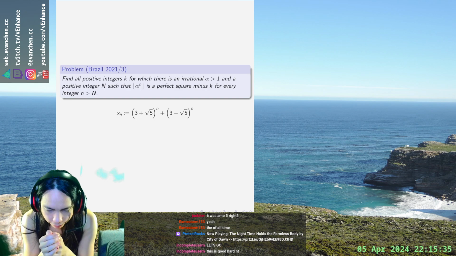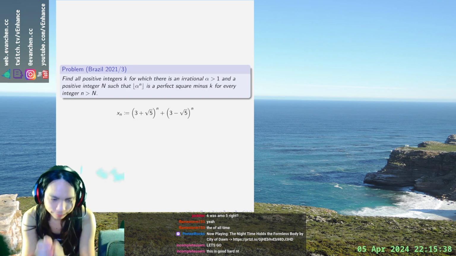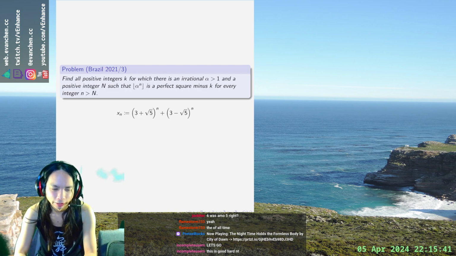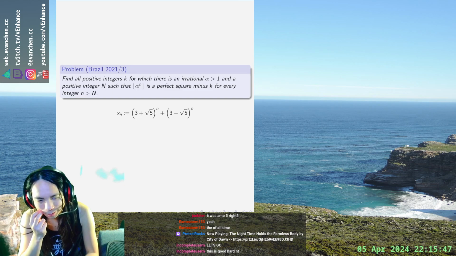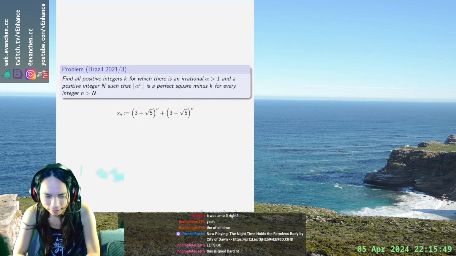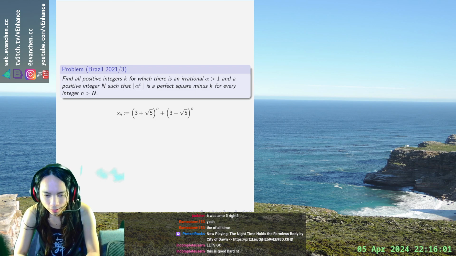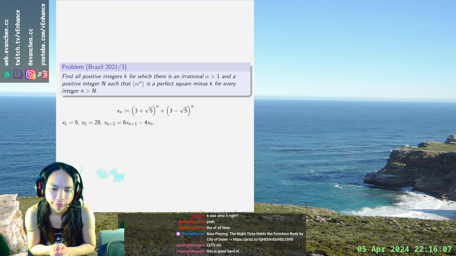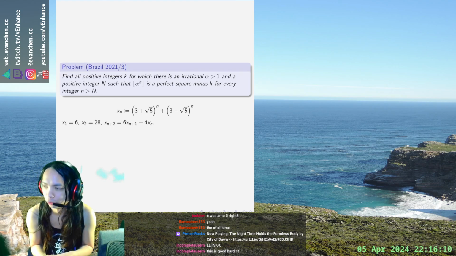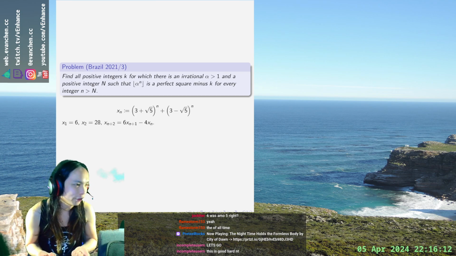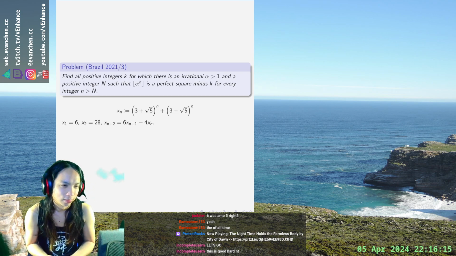I have no idea what the initial values are. I guess they're like 6. X1 equals 6, x2 equals 28, and then xn plus 2 is like... Okay, so this characteristic polynomial is like 6 and 4. So you can actually find specific values of alpha for which you have really good control over floor alpha to the n. And the issue is that linear recurrences can always output squares.